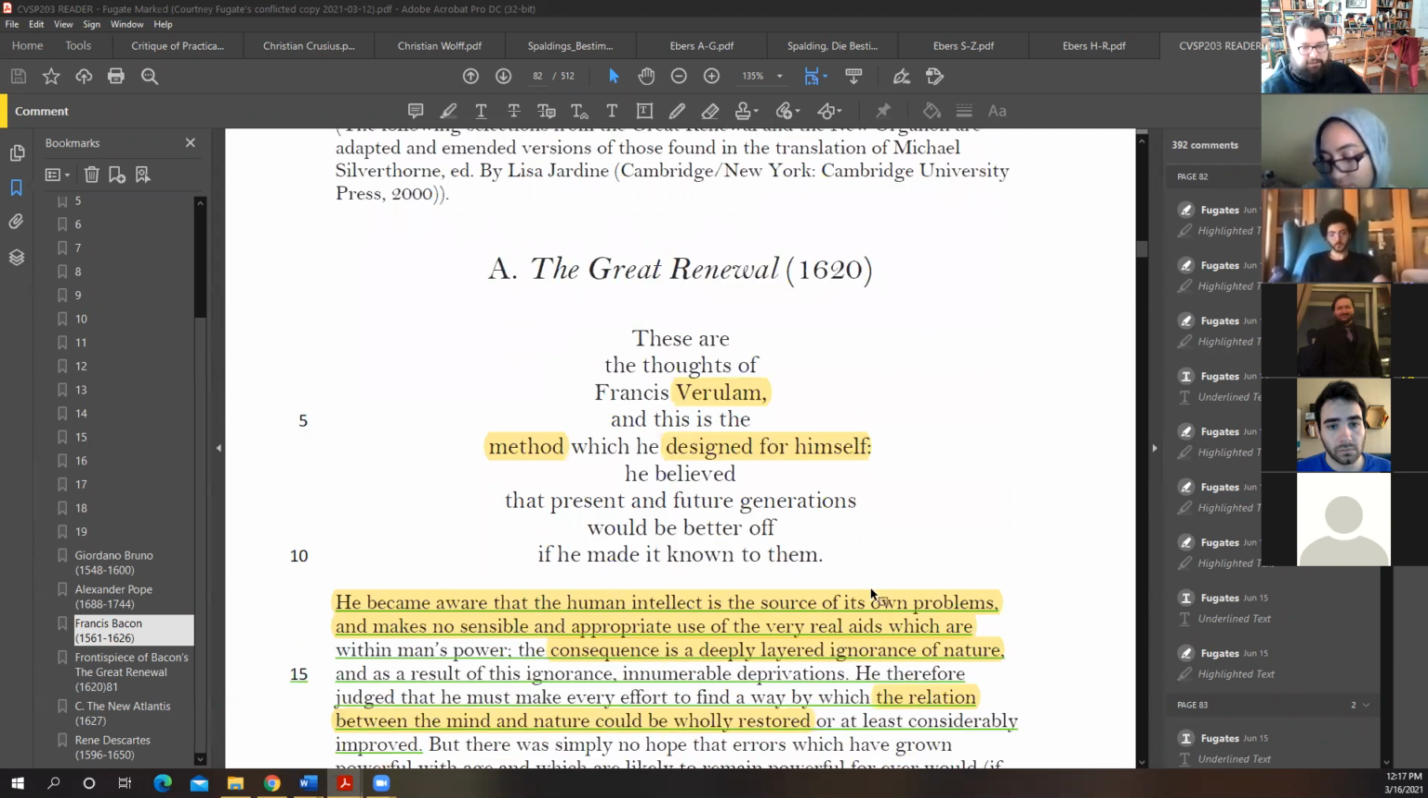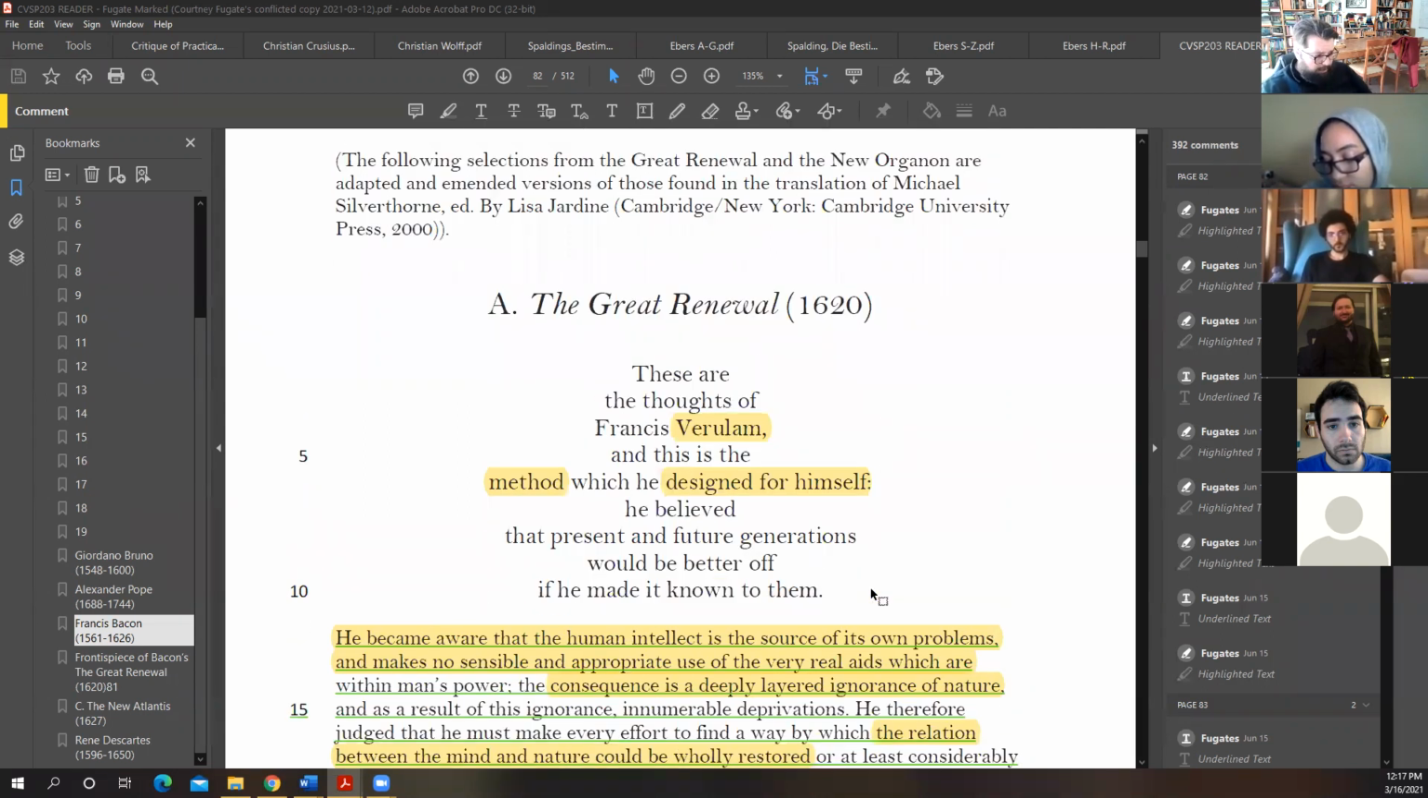And we're at 2:17, so we'll continue Bacon on Thursday. Any comments, questions?